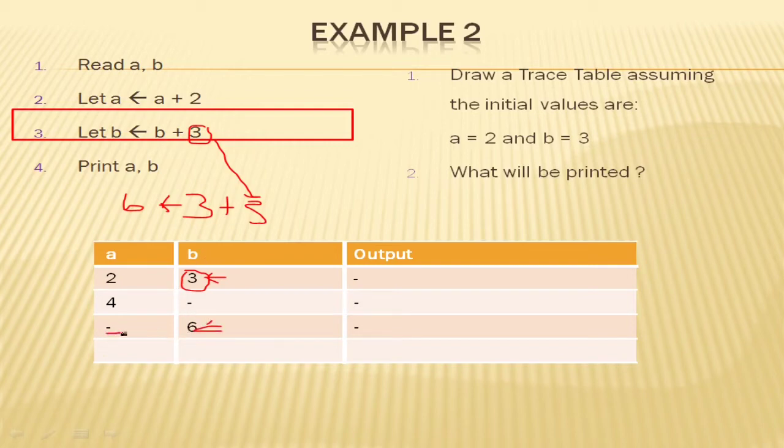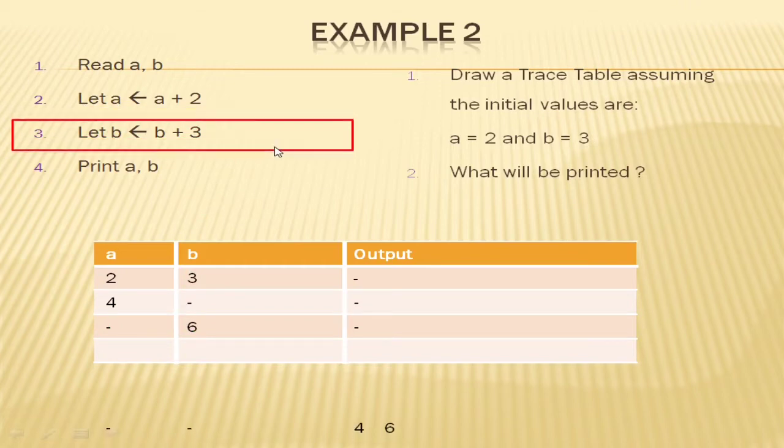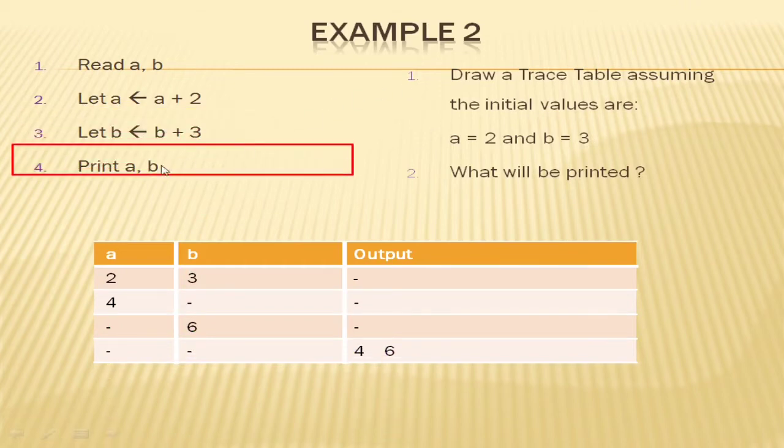There is no value for A, and there is no value for output, so we put a dash like we have here, or you could leave it blank. Once we do that, we're going to move to the next line. So let's do that. We're at line 4, and line 4 says print A comma B.